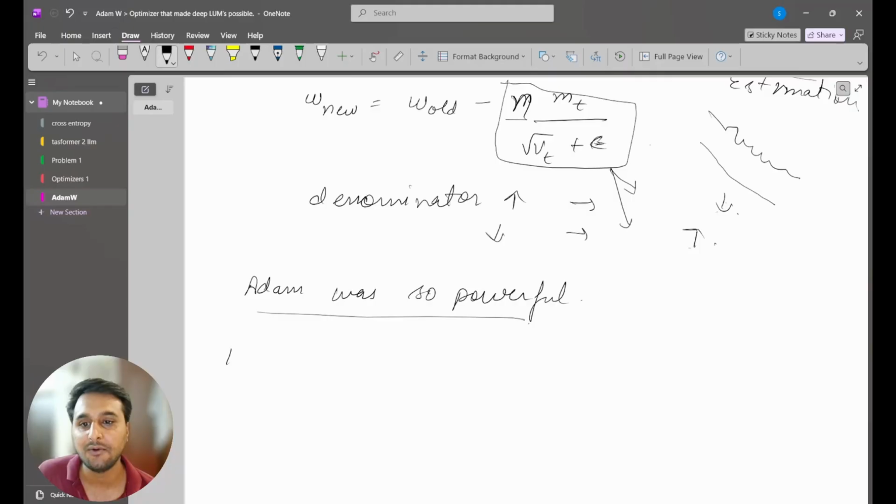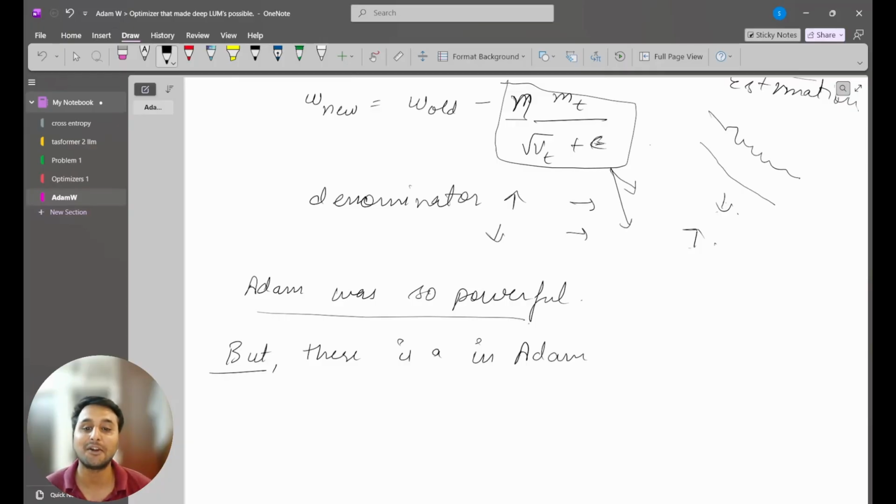But now there is a but in Adam, and there is a flaw in Adam. Obviously, there is a flaw. That's why AdamW came into the picture. So now let me tell you what the flaw was.